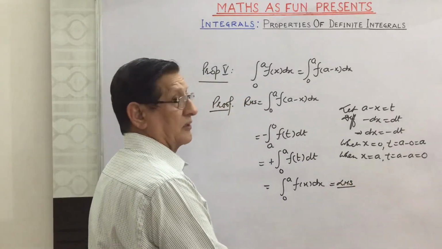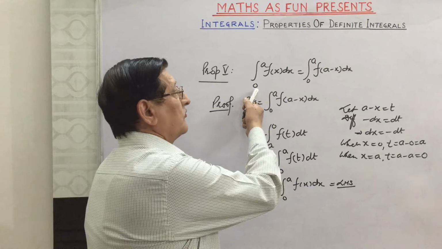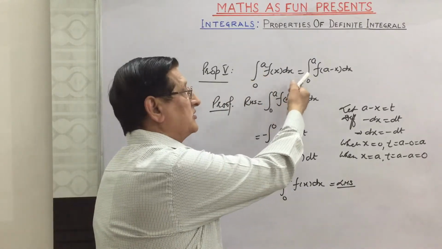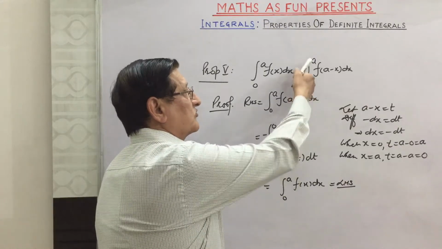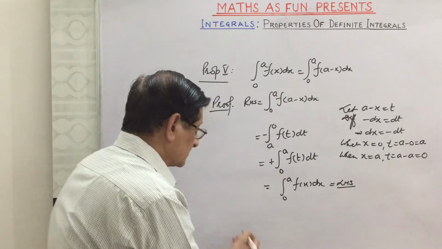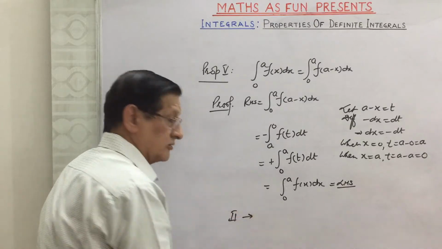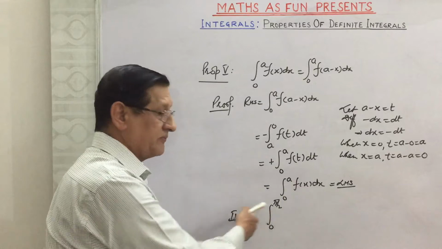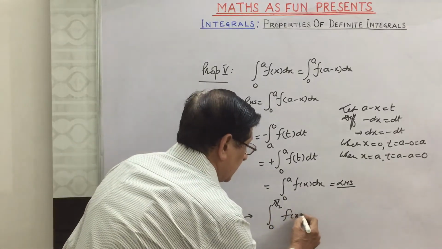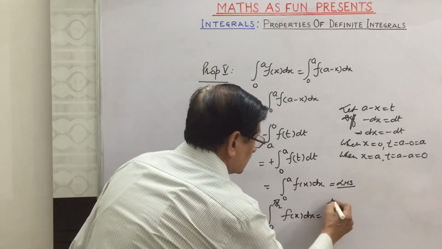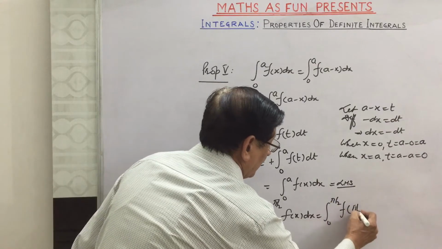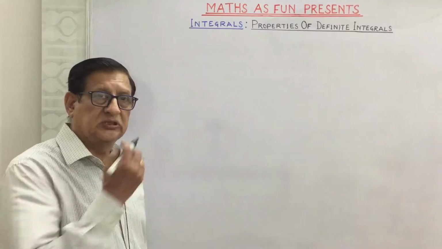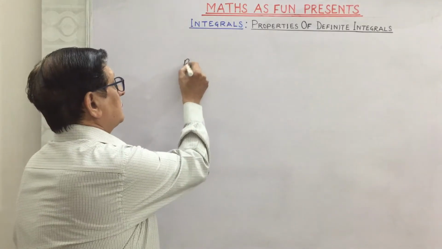Applying the first property, we can write this as 0 to a f x dx, which is the left hand side. It means integration of function f x from 0 to a is same as the integral of f of a minus x from 0 to a. We use the same property in the second pattern also, that is when we have 0 to pi by 2, it means a is pi by 2, f x dx is same as 0 to pi by 2 f of pi by 2 minus x dx.